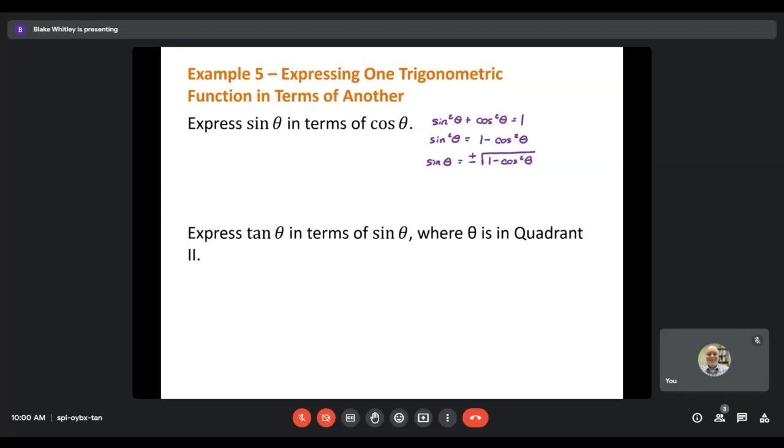Now, if you're asked to do something like this in your WebAssign homework, there is no plus or minus in WebAssign. And so you would actually have to enter this as 2 separate answers. And WebAssign will tell you that. Usually it'll say put a comma between them. So you'd have to actually enter the positive square root of 1 minus cosine squared theta, comma, and then the negative square root of 1 minus cosine squared theta.